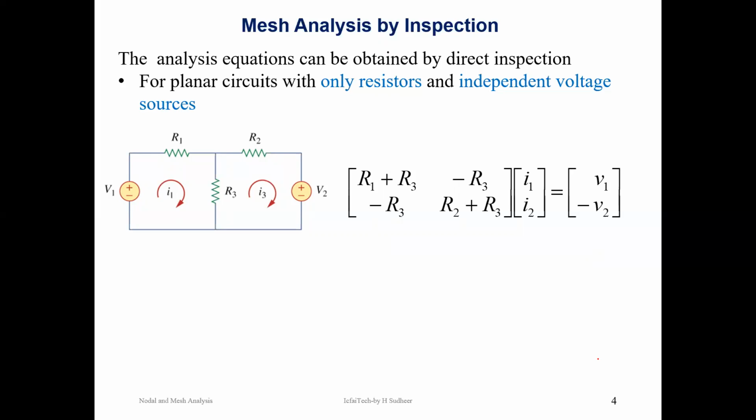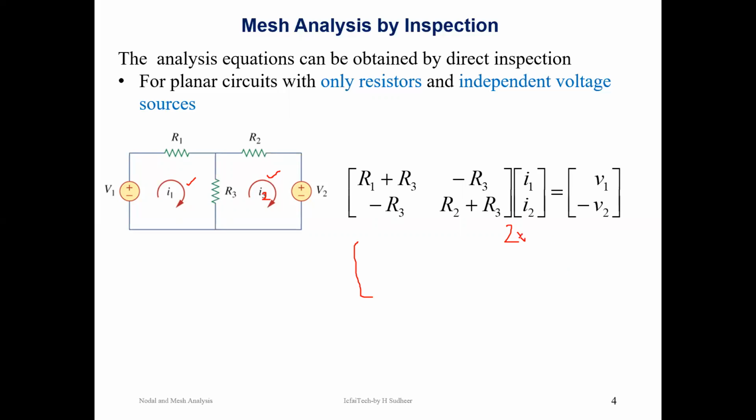So let us consider a simple circuit. As you can see, the circuit consists of 3 resistors and 2 independent voltage sources. We can apply the mesh analysis directly by the inspection method. First step is to draw the mesh currents. Let the mesh current for the first mesh be I1 and the second mesh current be I2. So the number of mesh currents is equal to 2. So the matrix will be a 2 by 2 matrix.